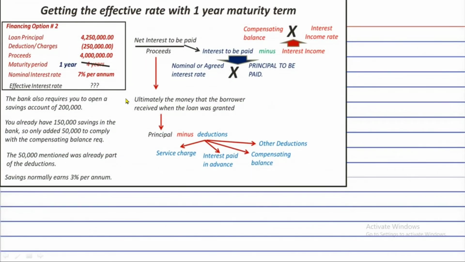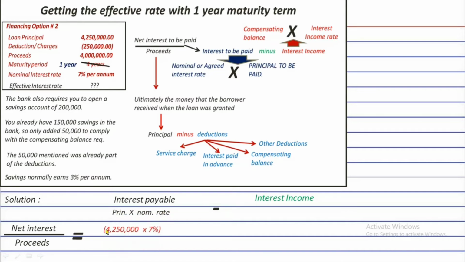So, this is the previous slide containing the problem that we are to solve. Okay? So, we are gonna use this slide as a guide in making our solution. So, the question here is, what is the effective rate? Okay, so as I have told you earlier, you only need to find the net interest over the proceeds. So, let's start with the net interest. Interest to be paid minus interest income, right? So, interest to be paid is principal times nominal rate. So, 4,250,000 times 7% equals 297,500. So, that's the interest to be paid.